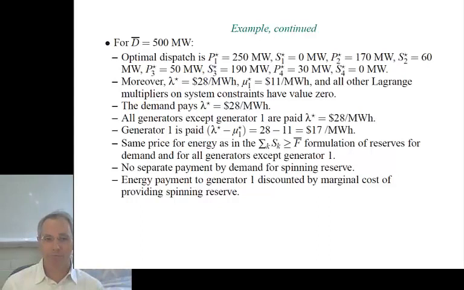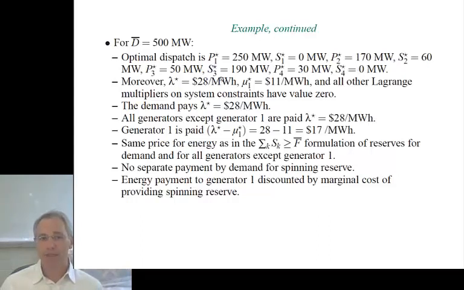For D equals 500 megawatts, again we happen to have the same dispatch as previously: 250 megawatts from generator 1, no reserves; 170 megawatts of power from generator 2, 60 megawatts of reserves from generator 2; 50 megawatts of power from generator 3, 190 megawatts of reserves from generator 3; 30 megawatts of power from generator 4, and again no reserves.